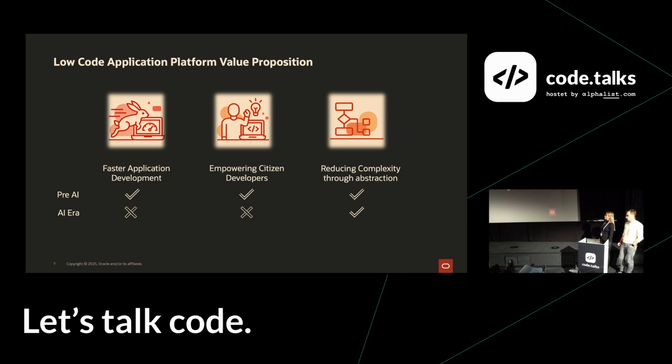Next part. Low-code application platform. In the pre-AI era, it was like, okay, we have a tool where we can do fast application development. I always say for simple use cases, like the finance department wants to have a dashboard, it's really fast. If you have your data available, you can build a dashboard easily in 5 seconds. And that's really true. With the pre-AI era, we could also empower citizen developers. And with reducing the complexity through abstractions, we can use AI as well in this era.